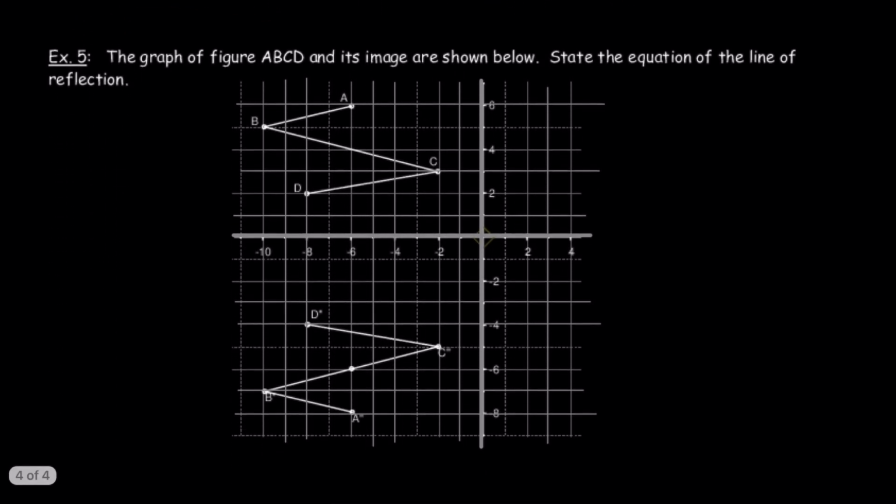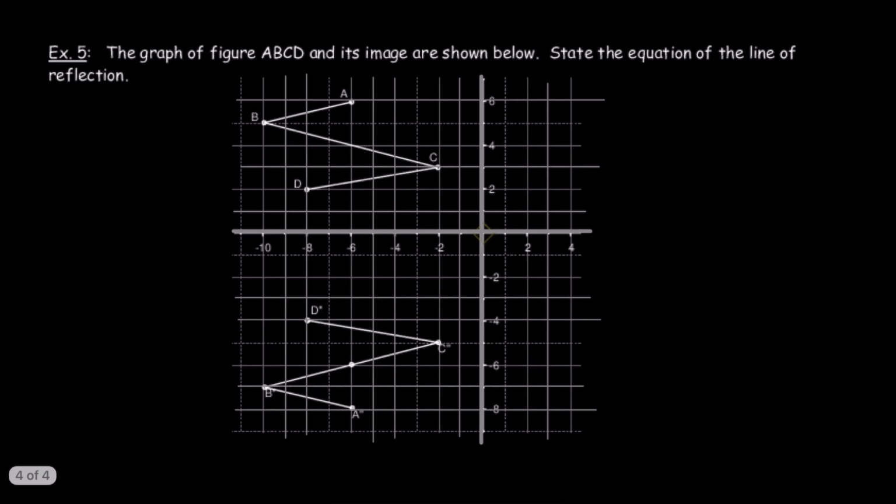It says, the graph of the figure ABCD and its image are shown below. State the equation of the line of reflection. So basically what we're doing is we are taking this shape here and we are folding it somewhere so it folds on top of this shape. Well, I think it's pretty obvious that you're going to fold it horizontally, right? You're not going to fold your paper here because then this shape would end up going over here somehow.